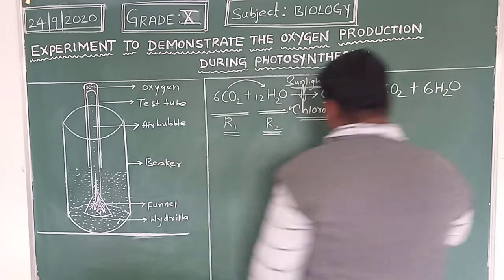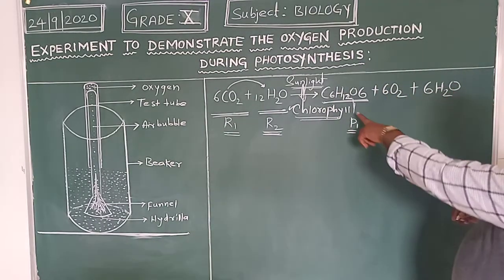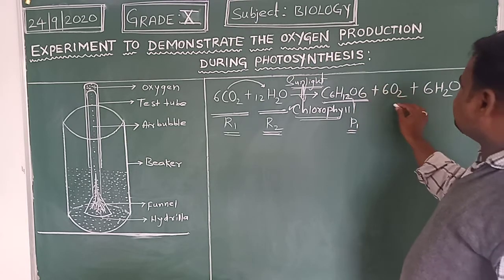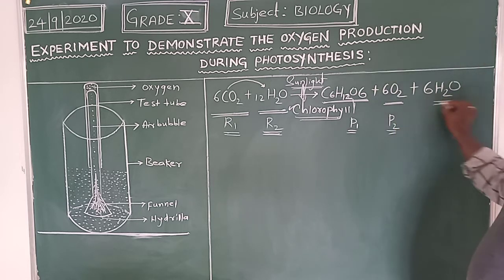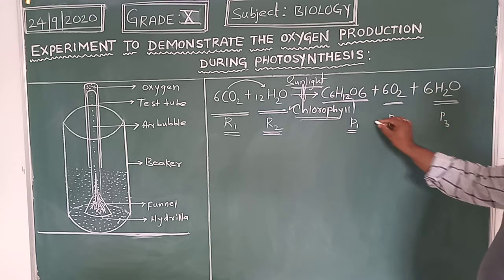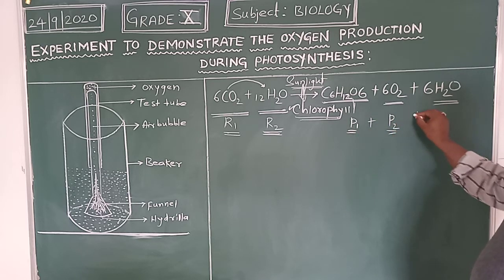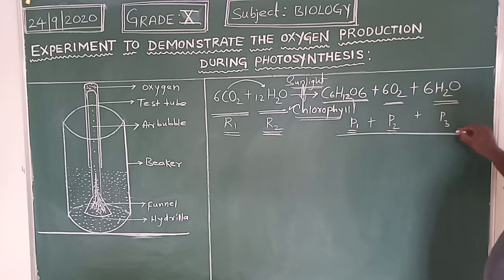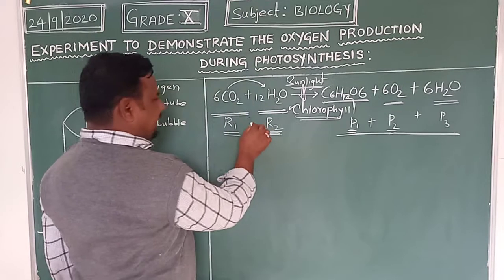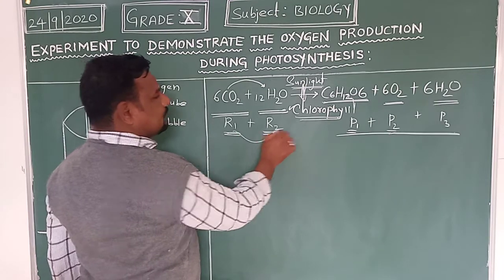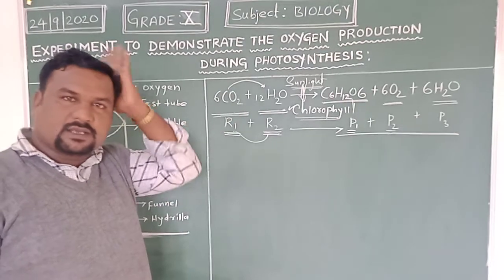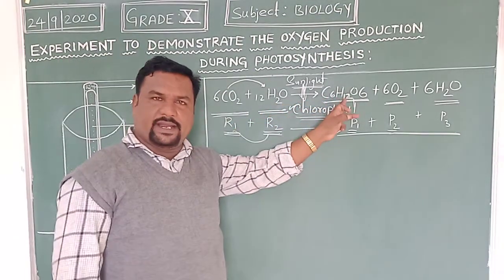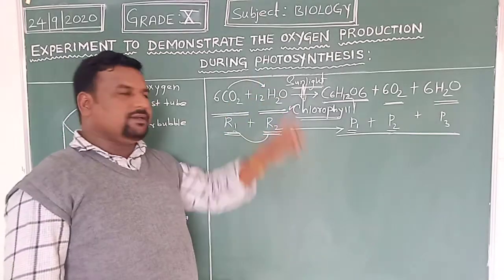How many products are formed? The major product formed is this one. In addition to this, we have a byproduct, product 2, and another byproduct, water. Product 1 plus product 2 plus product 3. So altogether we get 3 products from 2 reactants. Reactant 1 plus reactant 2 gives us these 3 products. This chemical equation indicates the formation of carbohydrate from carbon dioxide and water.